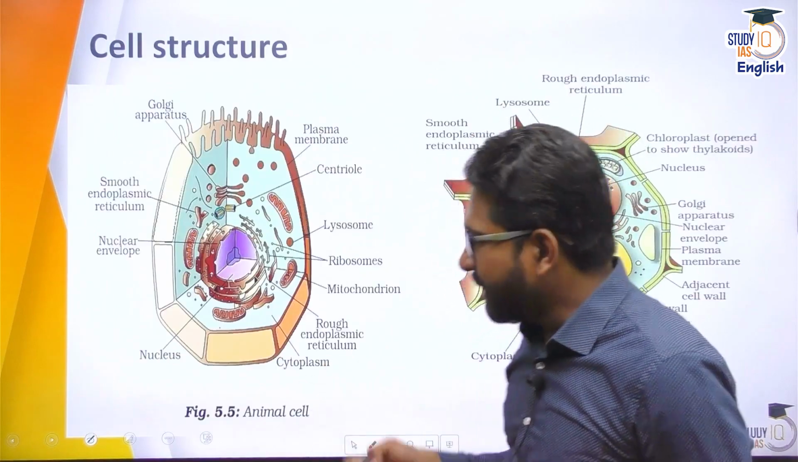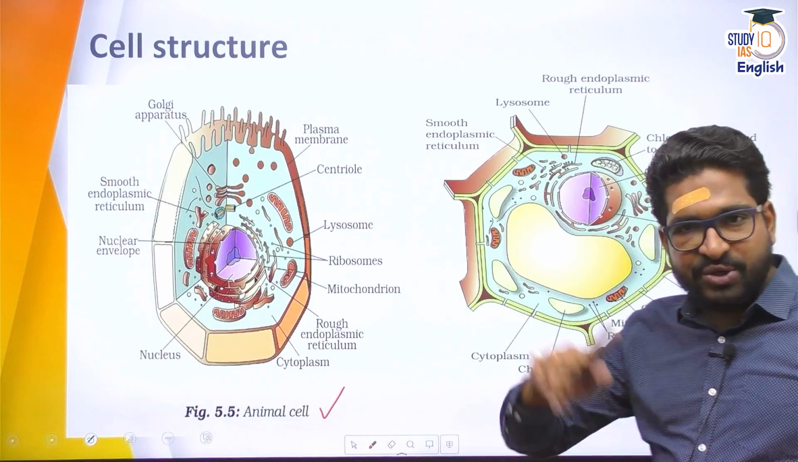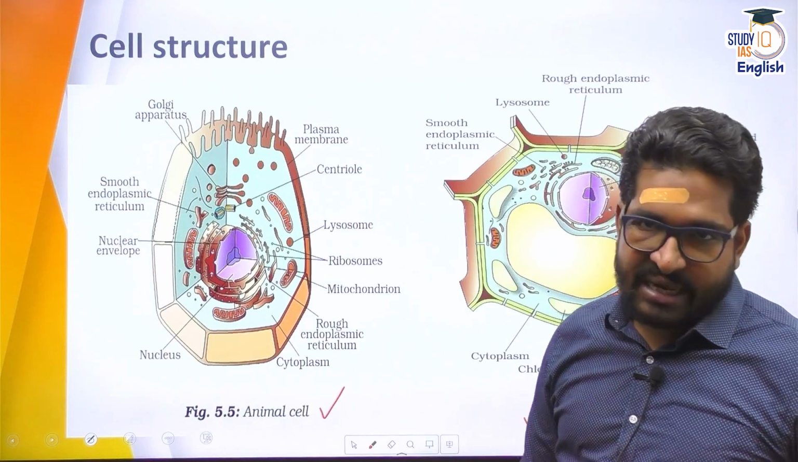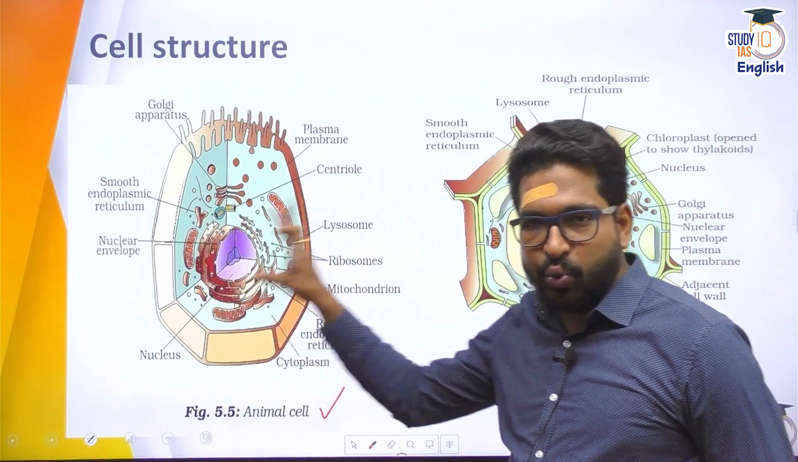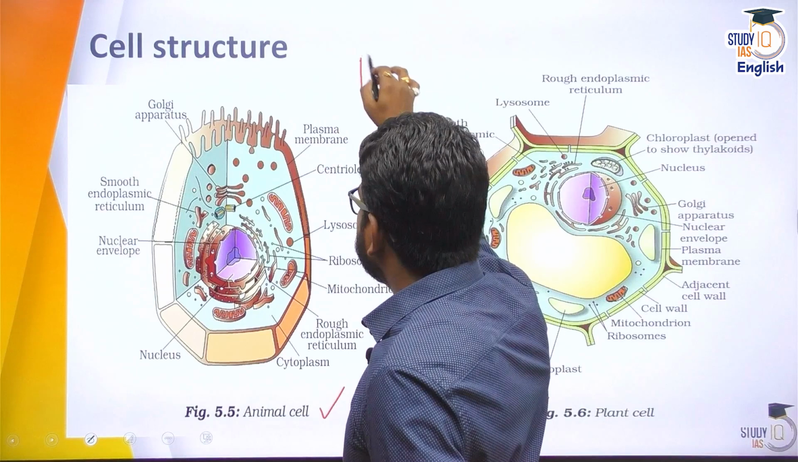If we look at the cell structure, this is an animal cell, this is a plant cell. In our previous interactions, we have discussed that there are certain differences between the two and a lot of commonalities for sure. The differences are mainly connected to plastids.